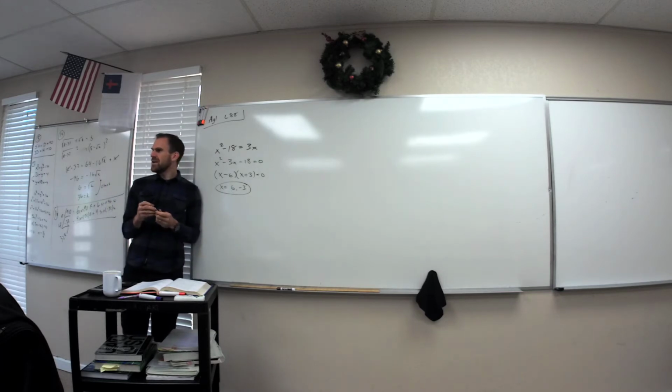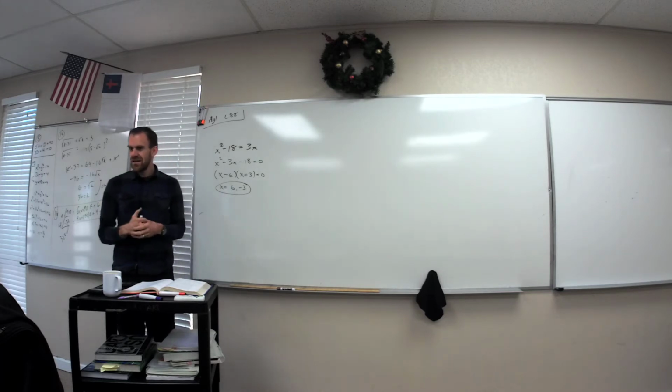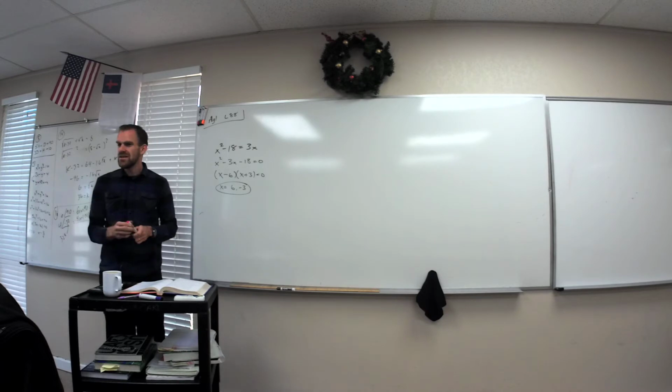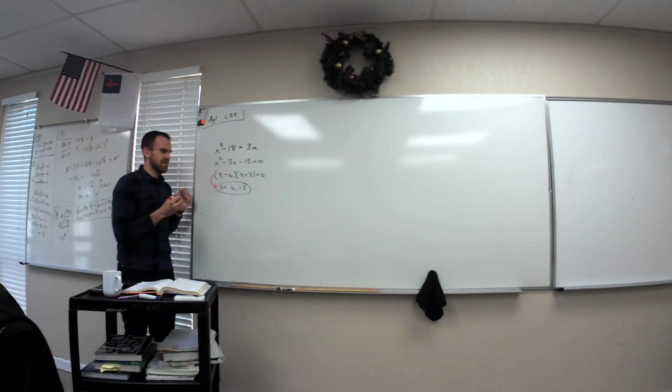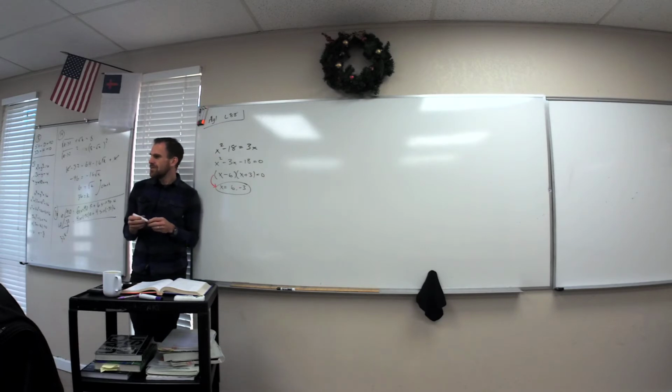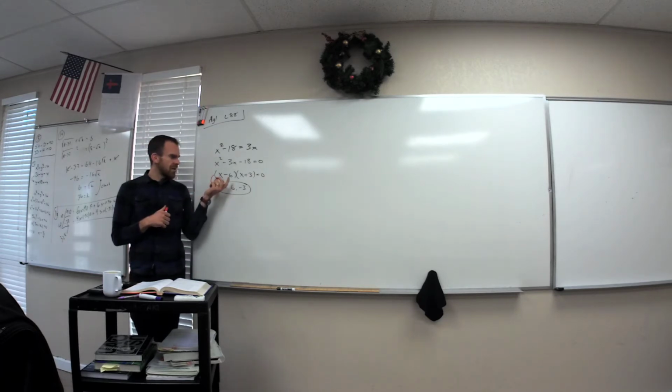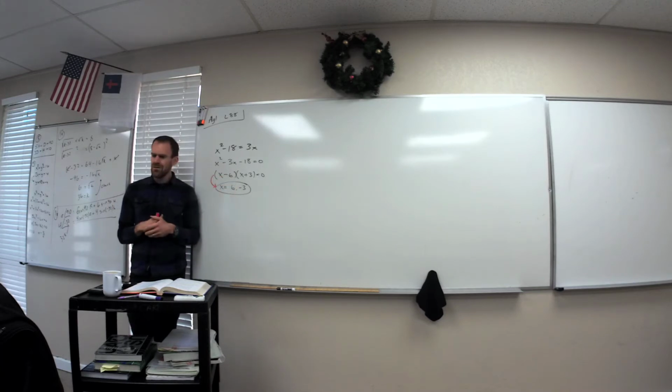Now, I made one huge jump. Did you guys see it? Yes. I jumped from this factored step to the answer. And that is the new piece of information for you guys today. How do I get from here to here? Why can I say that x equals 6?